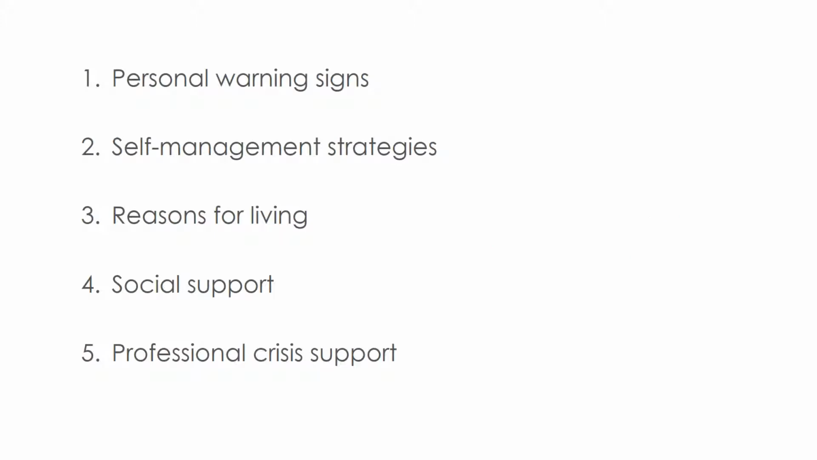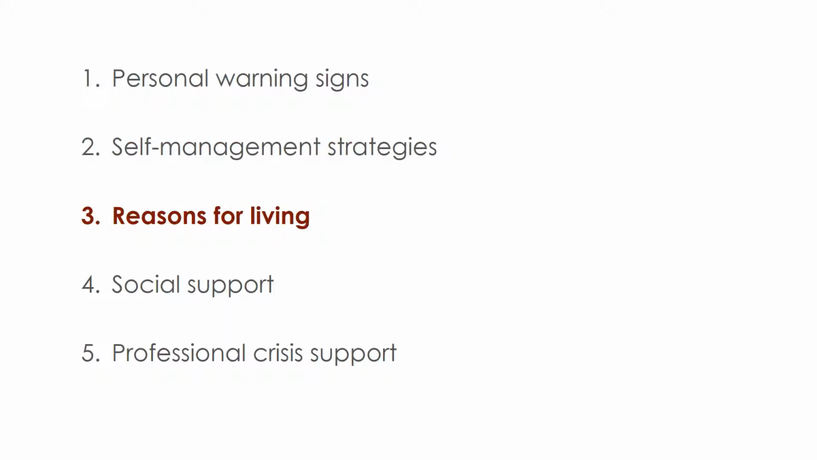The CRP is comprised of 5 key sections. 1. Personal warning signs. These are personal indicators of an emerging emotional crisis and help the individual to know when they are heading towards a crisis. 2. Self-management strategies. These are simple strategies that can be used to help reduce stress or serve as a distraction during times of intense crisis.